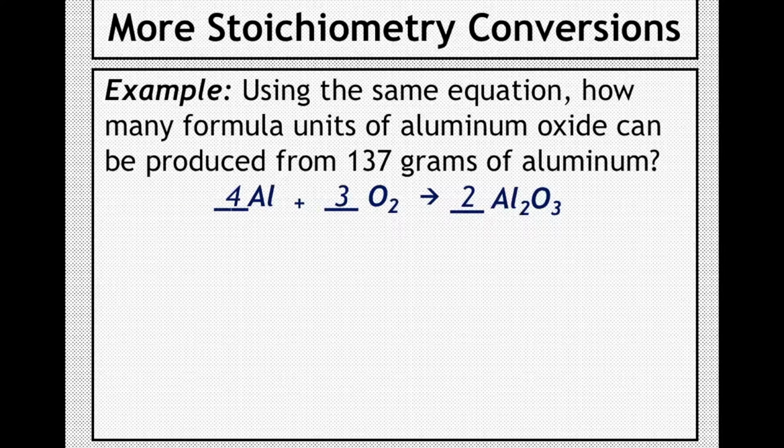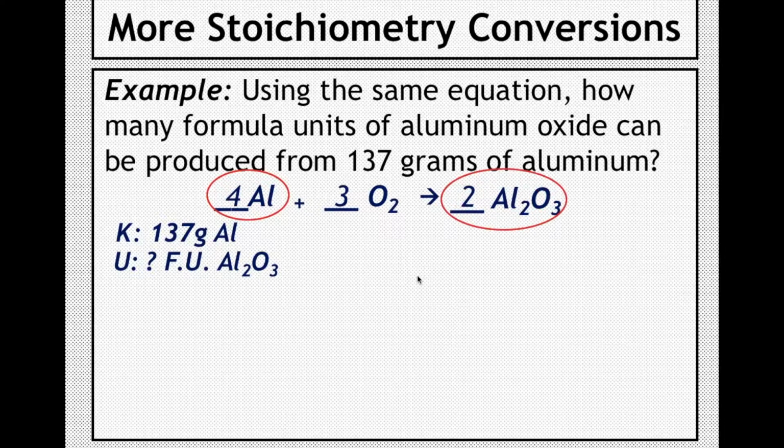And we need to produce 137 grams of aluminum, so that's our known. Okay, our unknown is how many formula units of aluminum oxide. So all we're dealing with is aluminum and aluminum oxide. We're going to ignore this oxygen. So we start with our known right here. Okay, so our known is 137 grams of aluminum.